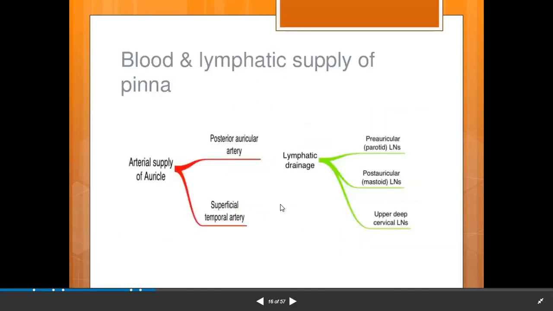Now, the blood supply of the auricle comes from the posterior auricular artery and superficial temporal artery, which are branches of the external carotid artery. Then lymphatic drainage comes from the pre-auricular, that is the parotid group of lymph nodes, post-auricular, that is the mastoid group of lymph nodes, and upper deep cervical lymph nodes. Okay, they all drain into these.